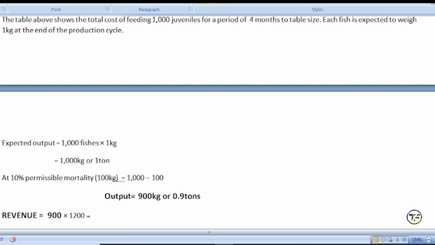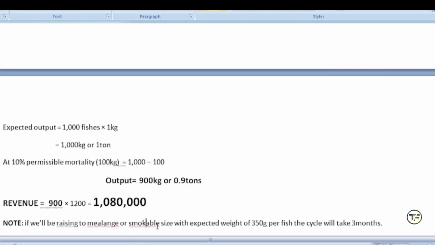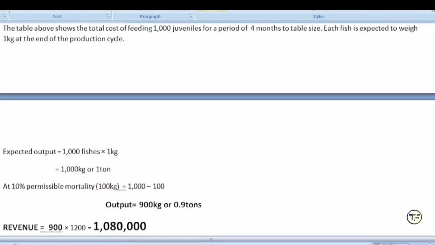900 multiplied by 1,200, we are going to get 1,080,000 naira. So this is your expected revenue. Your expected revenue at the end of the production cycle, 1,080,000 naira. Okay, so this is the expected revenue.